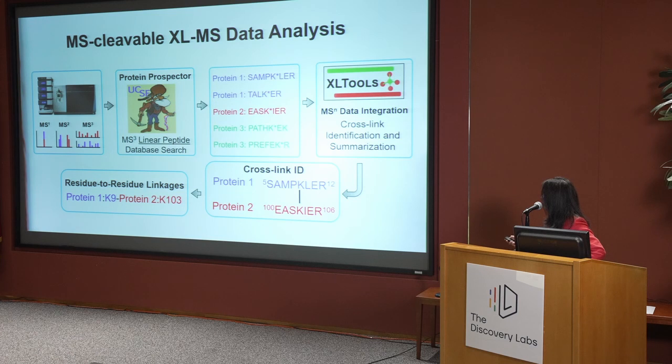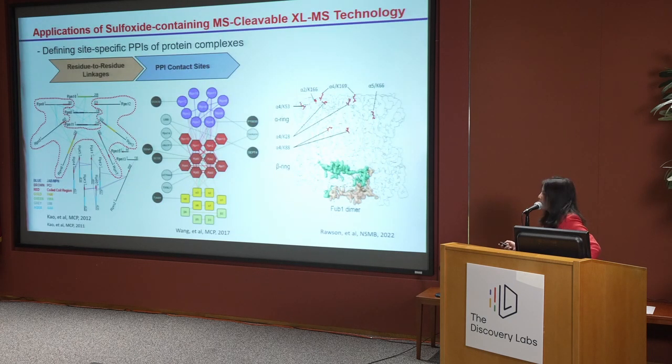So once we identify those cross-linked peptides, we use integration of all the data, and then we can identify the cross-links. For this example, they are K-to-K linkages, and these linkages allow us to determine the contact sites. With this information in hand, we can derive the site-specific PPIs of protein complexes. Here, I use the proteasome as an example.